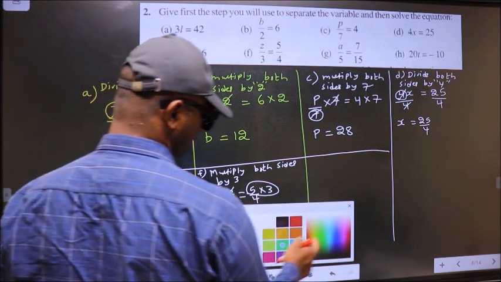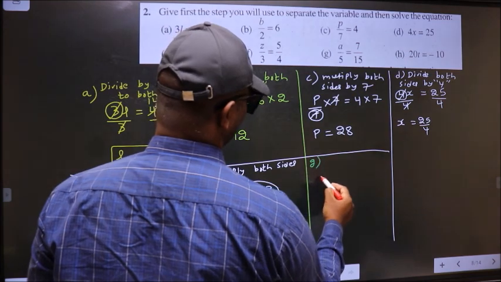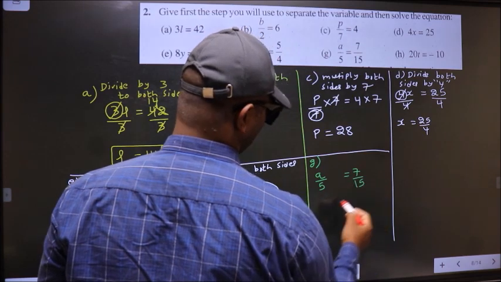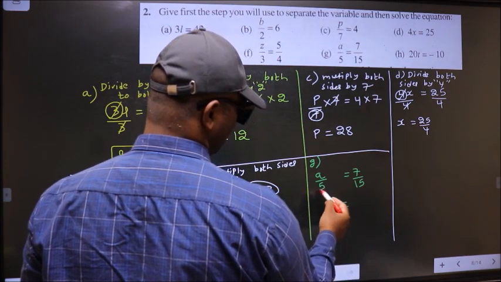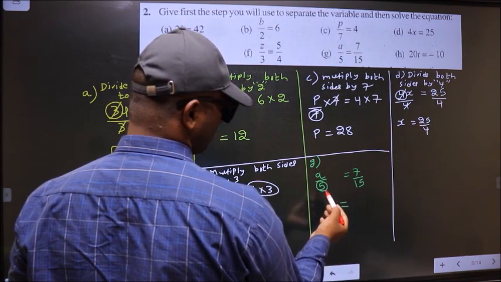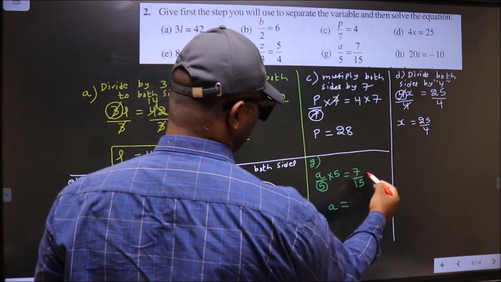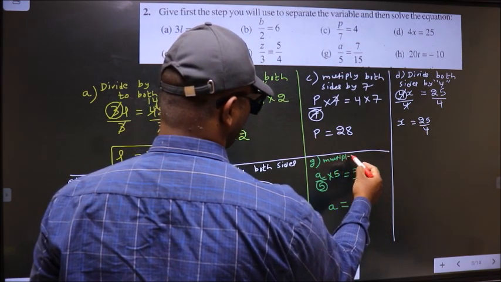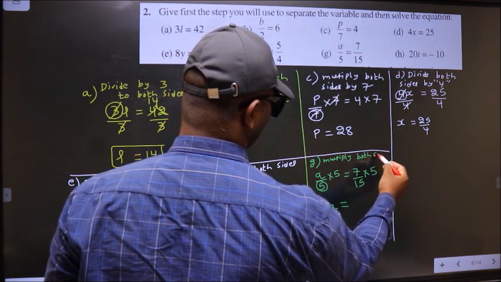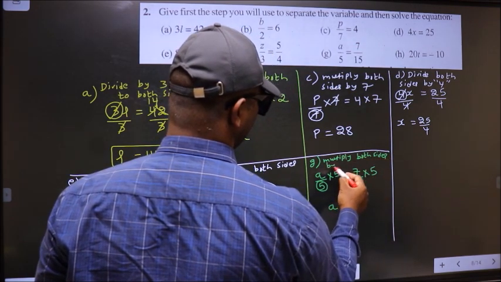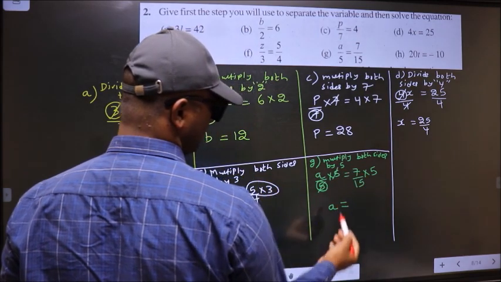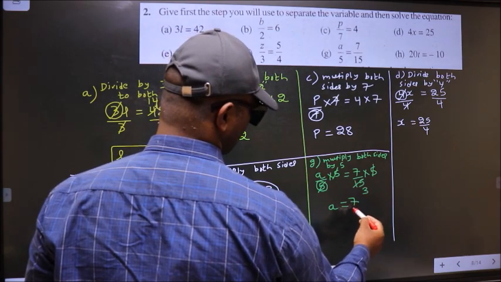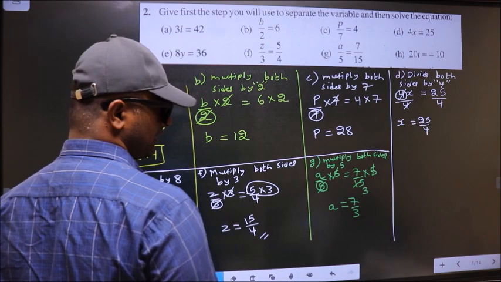Next, G. A by 5 equal to 7 by 15. Now to get A value, we should remove this 5. To remove the 5, you should multiply by 5 on both sides. So step is multiply both sides by 5. So this cancels out, here you get A, and here cancel 5 ones, 5 threes. So we got A equal to 7 by 3.